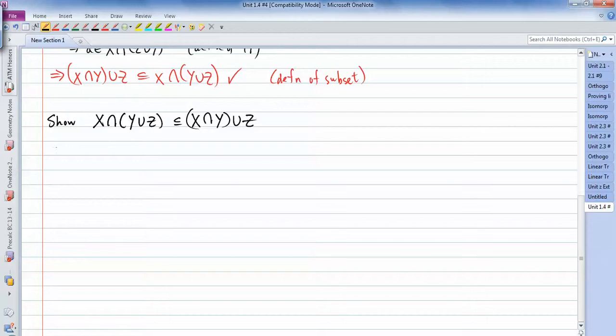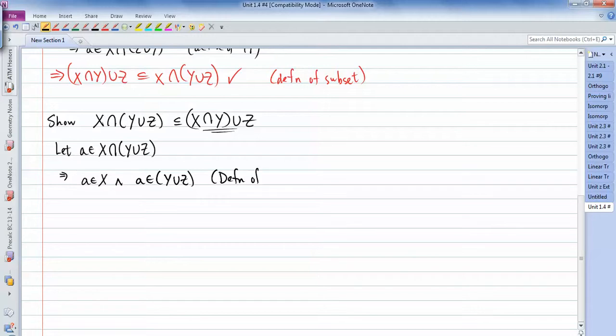Okay, so I'm gonna pick some element from the first one. And then I'm gonna break that down a little bit and then eventually try and build it back up to be this side. So therefore we can say A is in X intersect, A is in X, and A is in Y union Z, and that's definition of intersection.